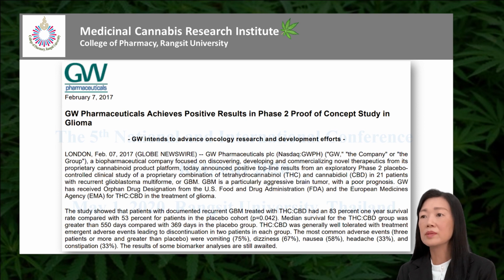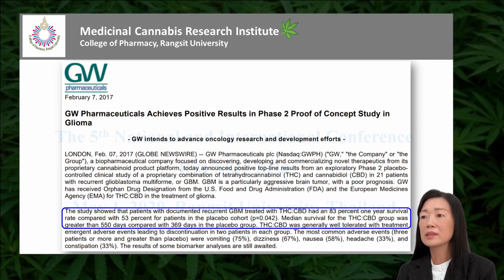And then a phase 2 placebo-controlled clinical study of a combination of THC and CBD in 21 patients with recurrent glioblastoma was performed. The findings from the study suggested that adding a combination of THC and CBD to patients on temozolomide produced significant improvements in survival compared to placebo. The cannabinoid treatment was generally well tolerated.